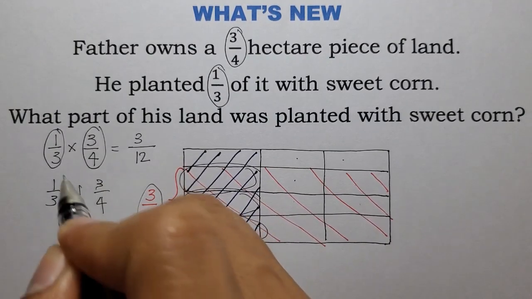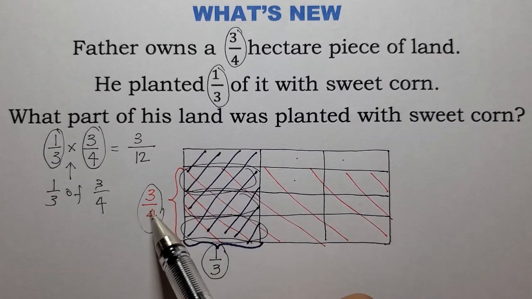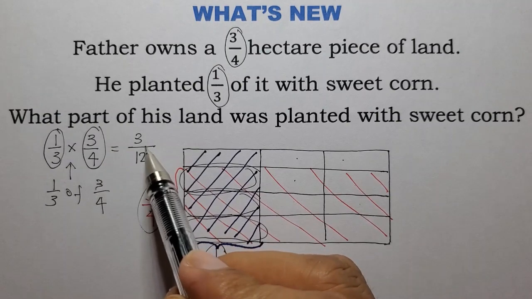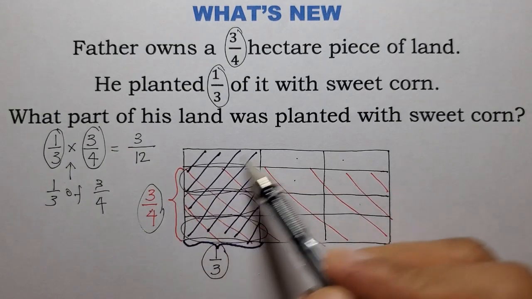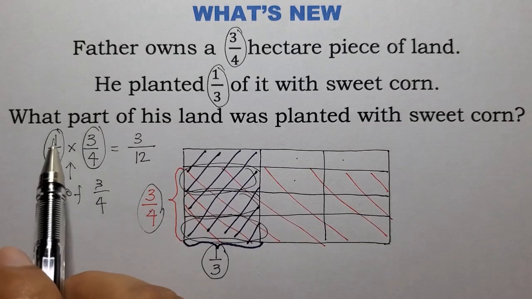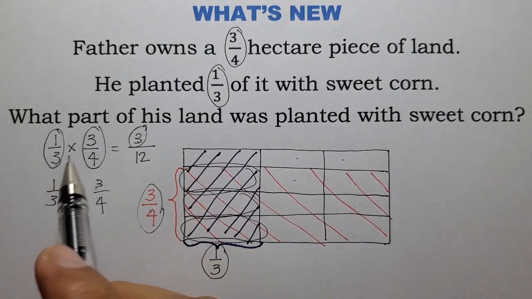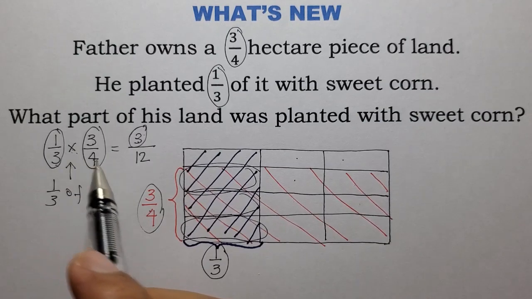So 1/3 of 3/4 can also be written as 1/3 times 3/4. So that's just very simple. So 3 parts are shaded twice, and that is equal to 3 out of 12 equal parts. So when we are getting the 1/3 of 3/4, it's just like multiplying 1 times 3, which is equal to 3 here, and 4 times 3 is equal to 12.